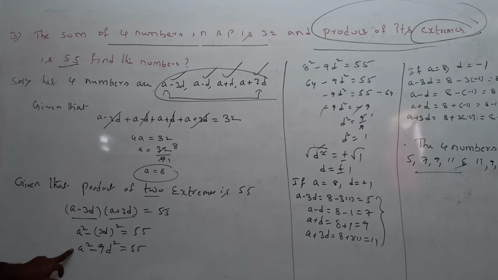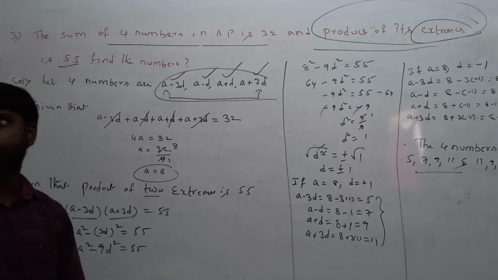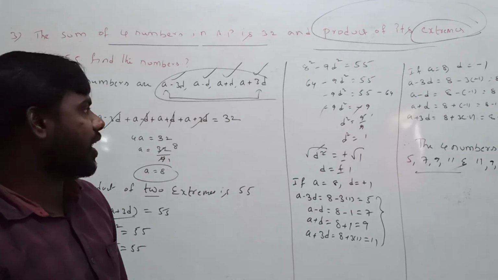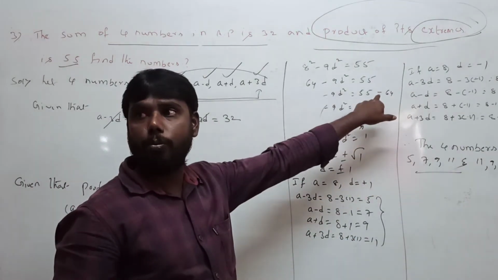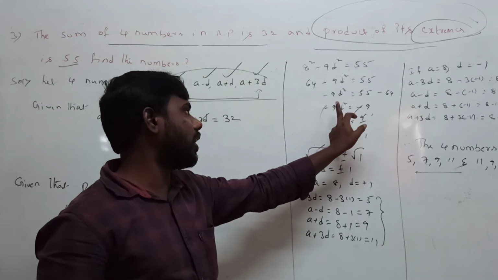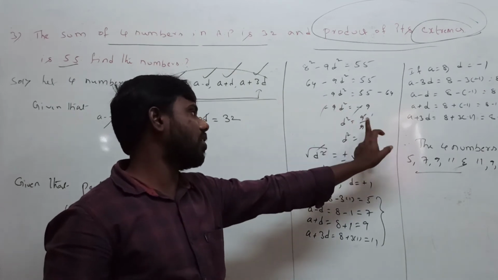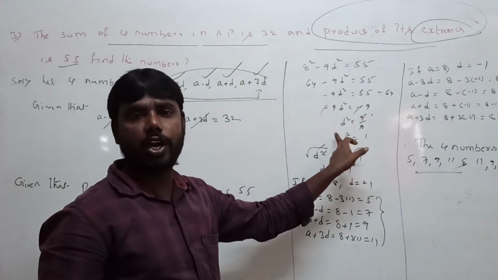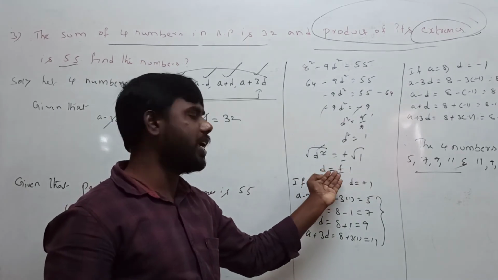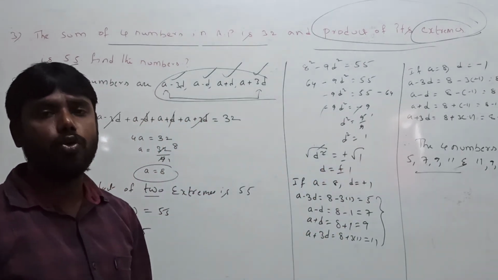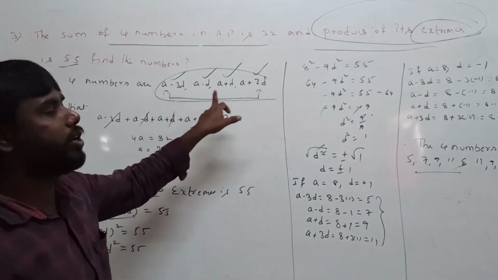Now substitute the a value, which is 8. So 8 square is 64. Take 64 to the right hand side. 55 minus 64 value is minus 9. Both the sides' negative get cancelled. 9 into d square is 9, so d square value is 1. If you want the d value, take the square root on both sides, and we get the d value is plus or minus 1. Finally, to prove the 4 numbers.